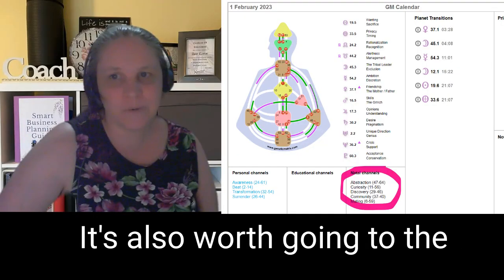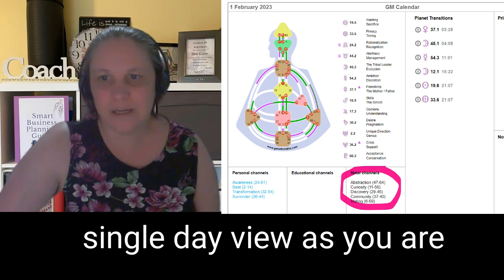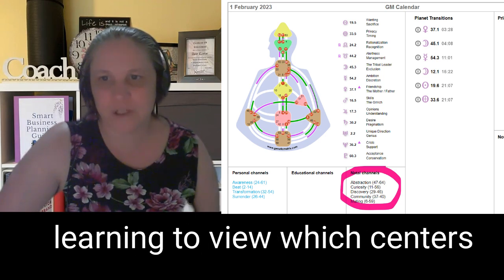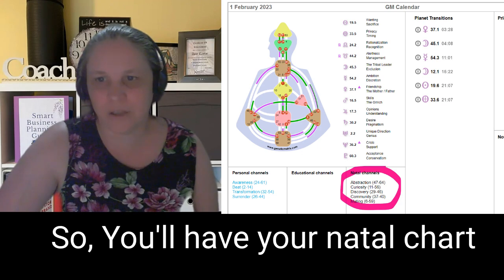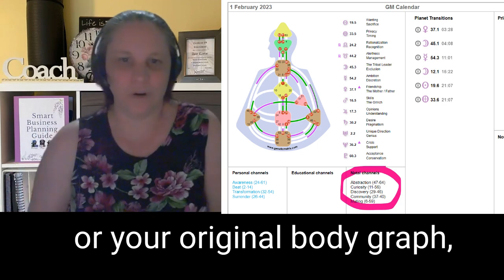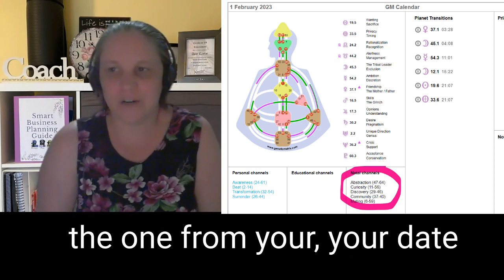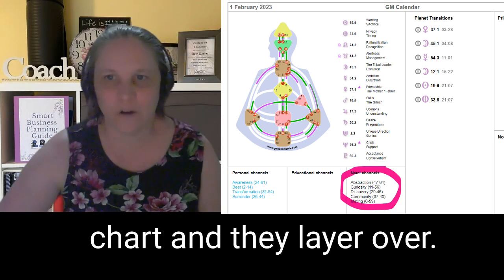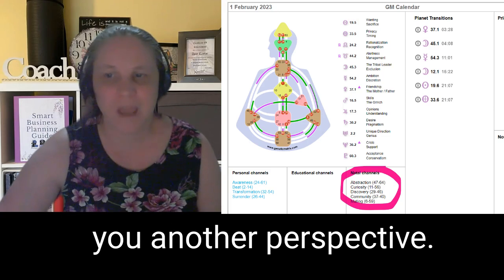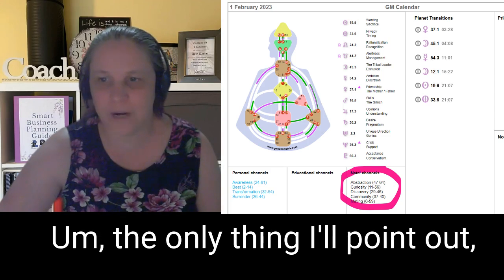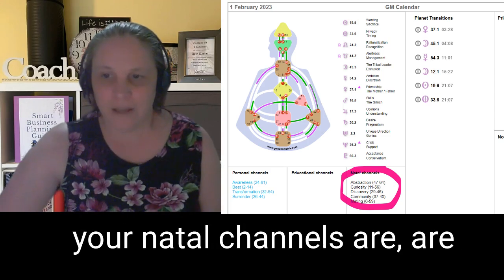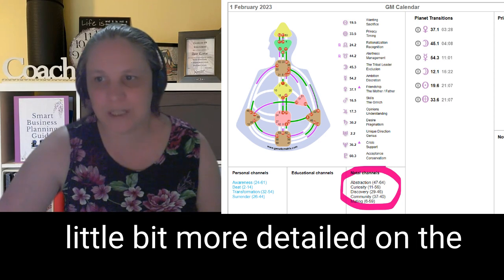It's also worth going to the single day view as you're learning to view which centers are being defined through this. So you'll have your natal chart or your original body graph, the one from your date of birth, and then the transit chart, and they layer over. So the day view gives you another perspective. I'm not going to go into all the details on this. They're very similar to the details. The only thing I'll point out, your natal channels are noted on this page. It's just a little bit more detailed on the individual day.